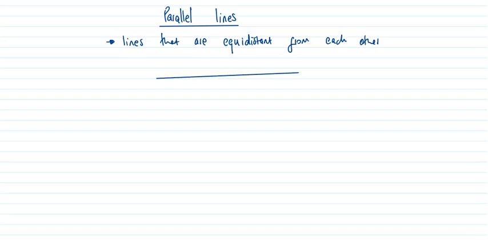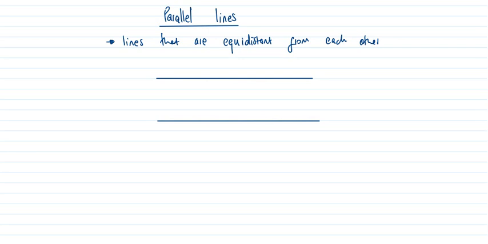So parallel lines are lines that are equidistant from each other, or equidistant apart, and hence they will never meet. What we mean by that is that if I have a line here and then another line here, for me to call them parallel lines, they must be equidistant from each other.